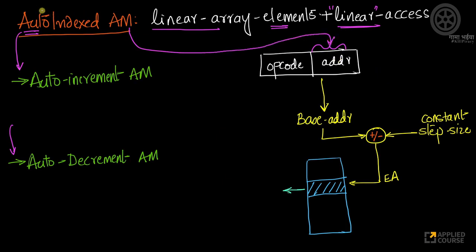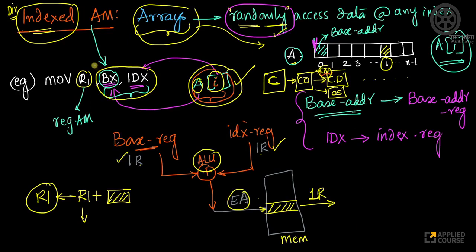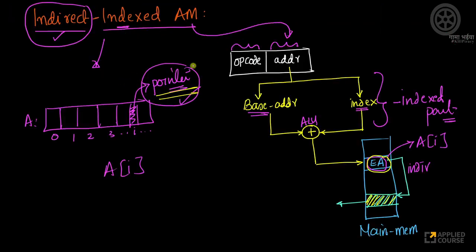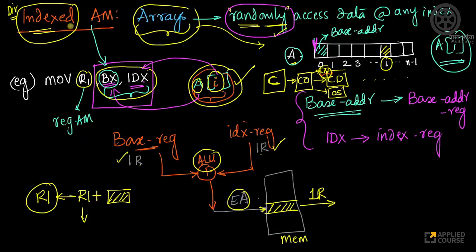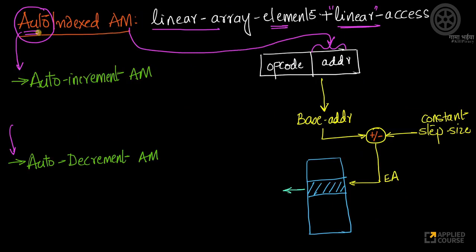Look at this. It is indexed, but there is auto here. What does this auto basically mean? In the previous example, this address component had two parts, the base address and the index. It has two subparts in the case of indirect indexed as well as direct indexed addressing modes. In the case of auto indexed addressing mode, there is only one address. This address only consists of the base address. There is nothing else.